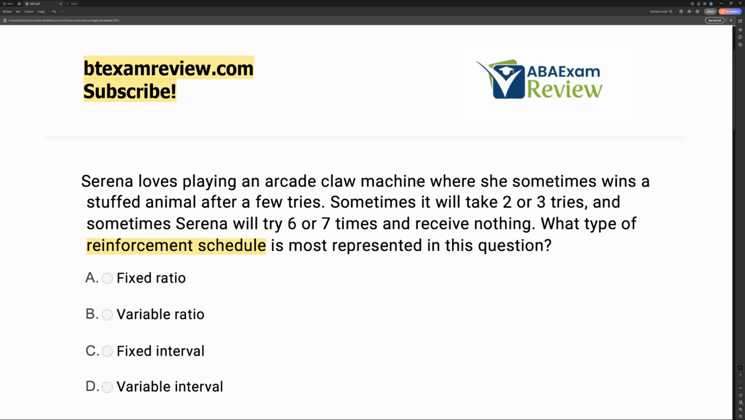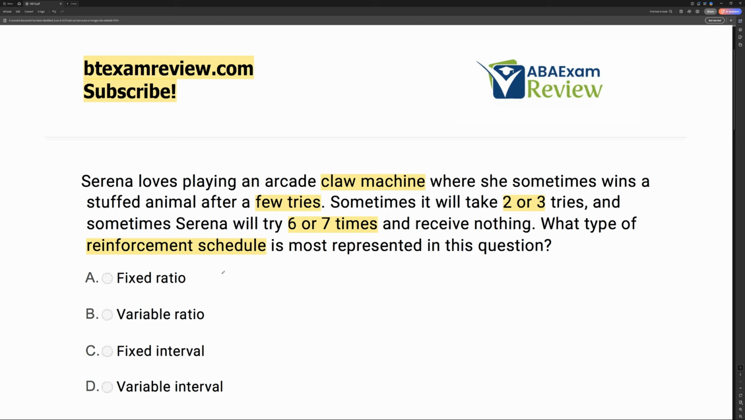In Serena's case, she plays this claw machine where sometimes she wins after a few tries, sometimes 2 or 3, sometimes 6 or 7, sometimes she gets nothing. So this is very similar to how a slot machine might work, where you can try and try and try, but when you win is unpredictable. The reinforcement is always changing, or when the reinforcement is delivered is always changing.